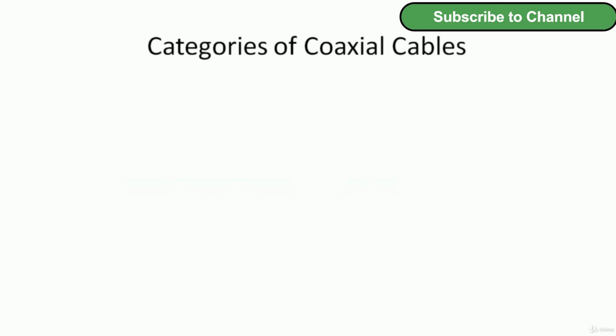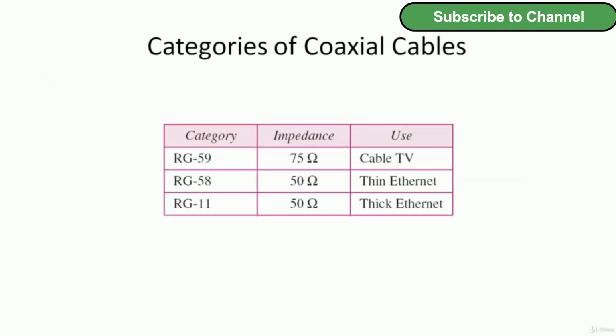So, categories of the coaxial cable. You can see this first column is the category, then the impedance, and then its use. This is RG59, that is the radio guide 59, RG58, RG11. So RG59, the impedance is 75 ohm, and it is used in cable TV. RG58, 50 ohm impedance, is used in thin Ethernet. Then RG11, 50 ohm impedance, is used in thick Ethernet. So these are the categories of the coaxial cable.